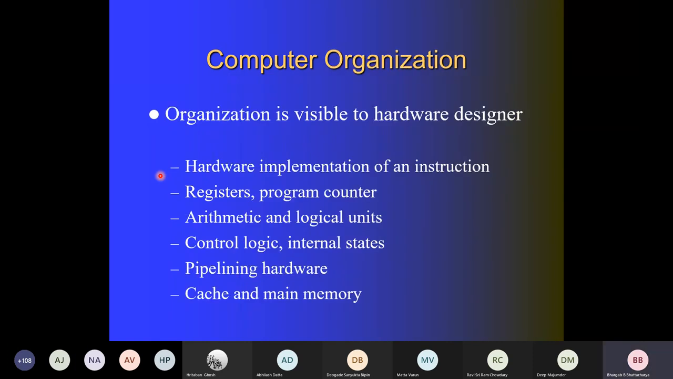On the other hand, organization is visible to the hardware designer. How would the instruction actually be implemented in hardware? How many registers should there be? What is the program counter? How should the arithmetic and logical units be built? How do we design the control logic or internal state? How do you implement pipelining hardware? What are the implementation details of cache, main memory, and so on?